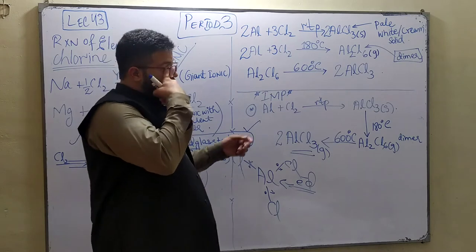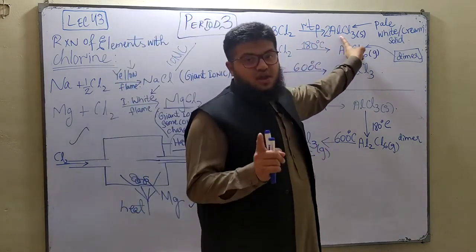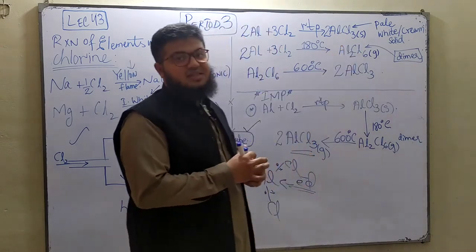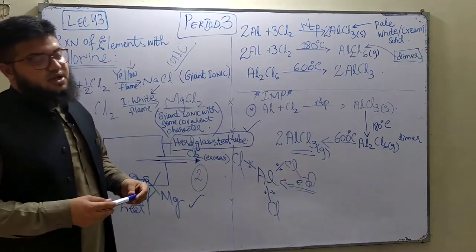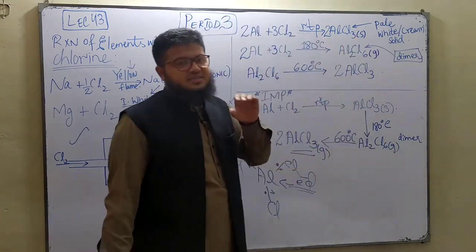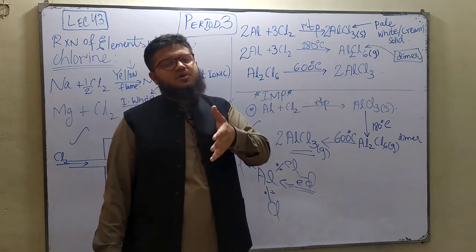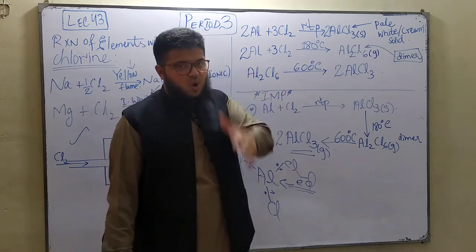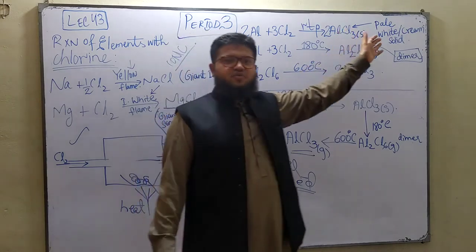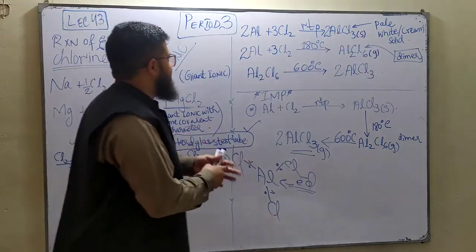Now I was saying that when aluminum reacts with chlorine at room temperature, it forms AlCl3 solid, and the appearance of solid AlCl3 has also been asked on the past exams. AlCl3 is actually a cream colored solid. It is a pale white solid or pale yellow solid. Well, in the latest marking scheme it was written pale white, so I would suggest you go with the latest marking scheme. It's a pale white solid, okay, a cream colored solid basically.